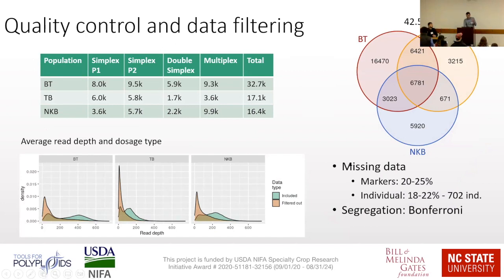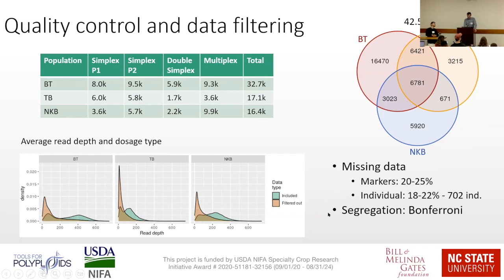We usually have two types of filtering. The first one is for missing data. It varies depending on the population, but if we see 20 to 25% of the markers with missing data, we eliminate those markers. And if you observe individuals with more than 18 to 22% missing data, we remove those individuals as well. This is the first part of the filtering procedure using MAPpoly, or the structure of the population.